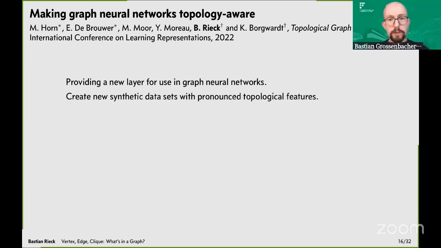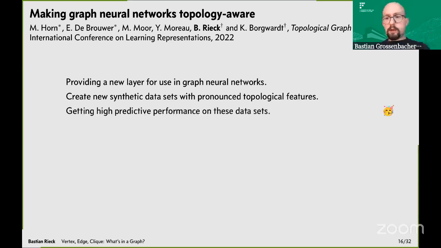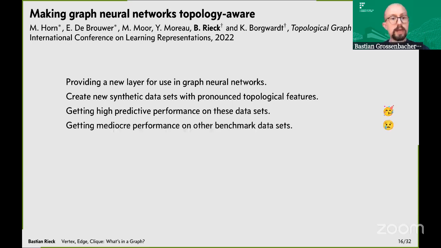We created new synthetic data sets that had pronounced topological features, because we said, well, if it doesn't work on them, then we're doing something wrong. We found indeed that we're getting high performance on these data sets, which is great. But we also found that we're getting mediocre performance on other benchmark data sets. Okay, fair enough. It happens, right? Life is a roller coaster and machine learning research as well.